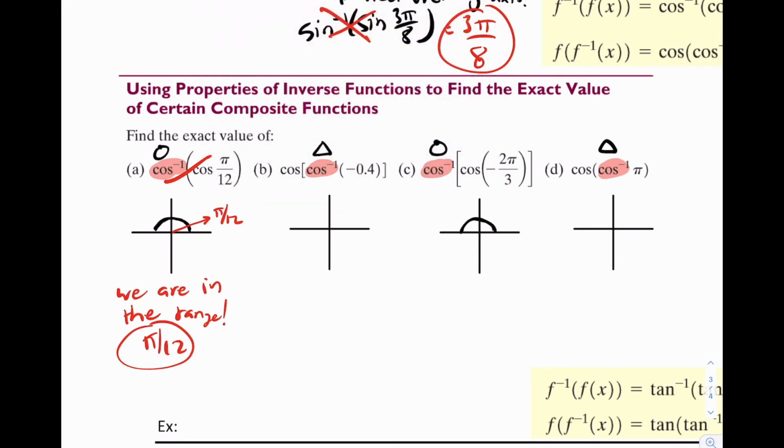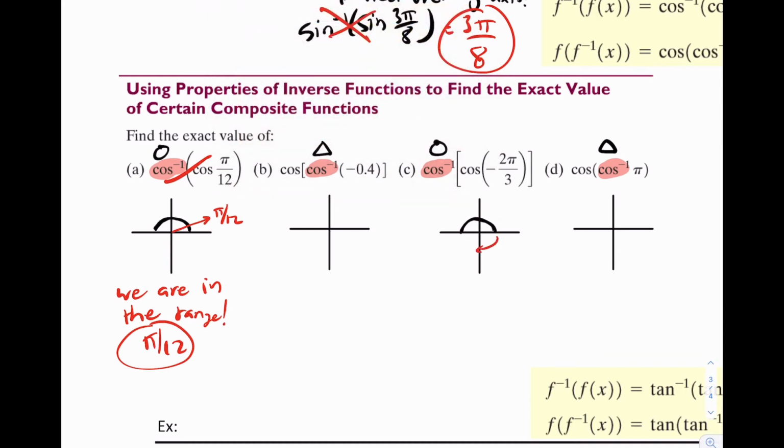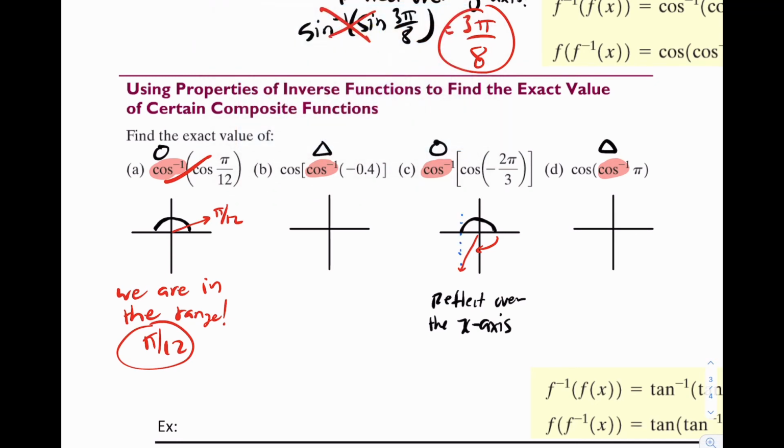Negative 2 pi over 3, so that would be, if you rotate negative, that would be down here. So we can clearly see we are not in the range. So let's use reflection. And because it's cosine, we know we're dealing with the x value. So for this one, we're going to reflect over the x-axis. And look how nicely that works, because now we're right in the range there.